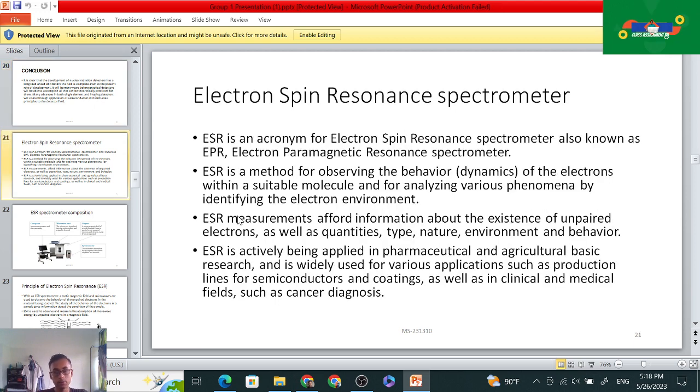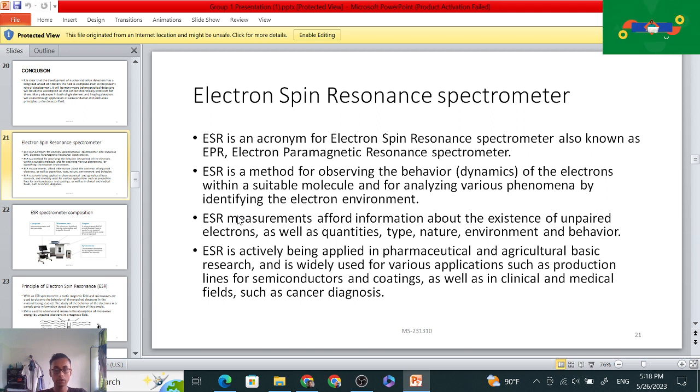Then electron spin resonance spectrometer. ESR is an acronym for electron spin resonance spectrometer, also known as the EPR, electron paramagnetic resonance spectrometer. And ESR is a method for observing the behavior of the electrons within a suitable molecule and for analyzing various phenomena by identifying the neutron in environment.